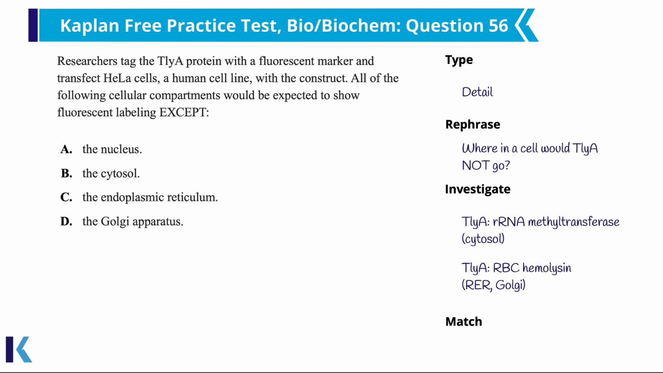In this pathway, proteins that are slated for secretion outside the cell are translated at the rough endoplasmic reticulum before moving through the Golgi and out through exocytosis. At this point, I know that TLYA would be expected to be found at least in the cytosol, the rough ER, and the Golgi apparatus. Because this is an except question, when I go to the answer choices, the only part of the cell that is not on my predicted list of places for TLYA is the nucleus. This is my except answer, meaning A is the correct answer.